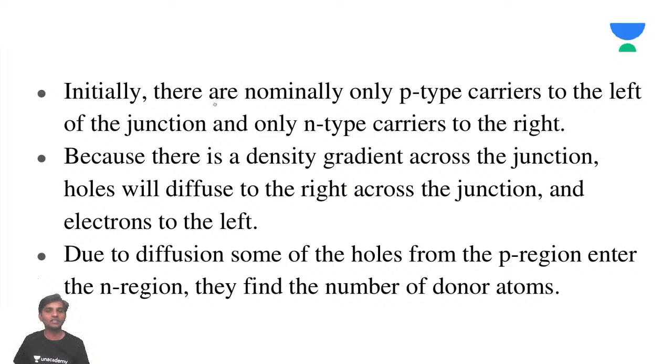So initially there are nominally only p-type carriers to the left of the junction and only n-type carriers to the right. Because there is a density gradient across the junction, holes will diffuse to the right across the junction and electrons to the left. Due to diffusion, some of the holes from the p region enter the n region. They find a number of donor atoms.